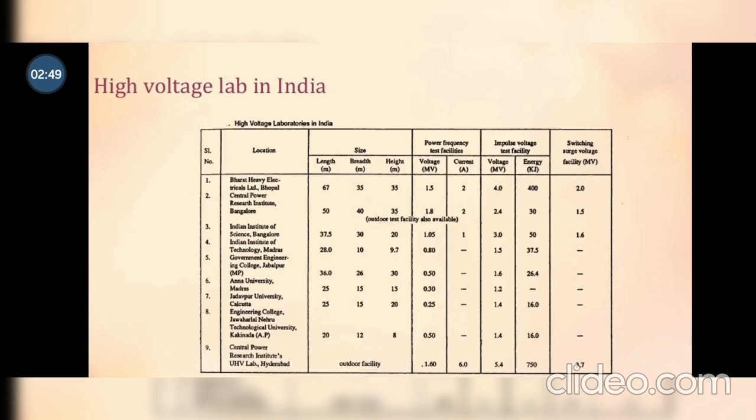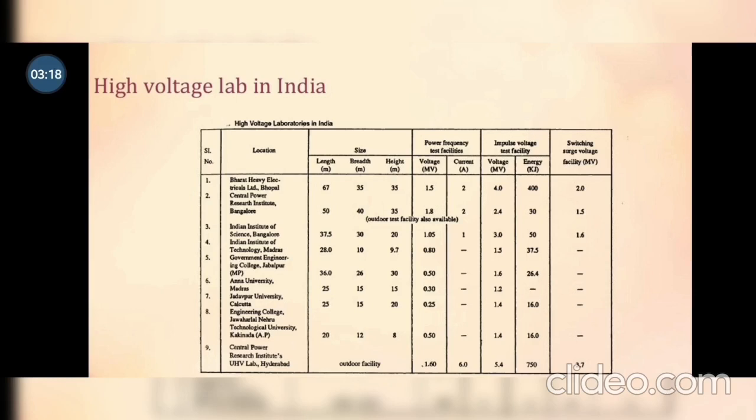Next is Anna University, Madras, which has length 25 meter, breadth 15 meter, height 15 meter, power frequency test facilities of 0.30 megawatt, and impulse voltage facility of 1.2 megawatt. Next is Jadavpur University, Kolkata, which has a length of 25 meter, breadth 15 meter, height 20 meter, power frequency test facilities of 0.25 megawatt, and impulse voltage test facility 1.4 megawatt and 16 kilojoule.